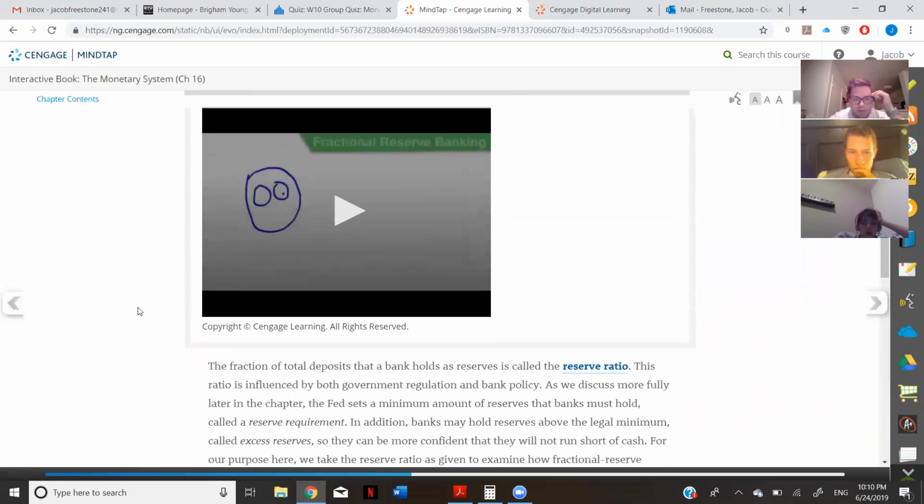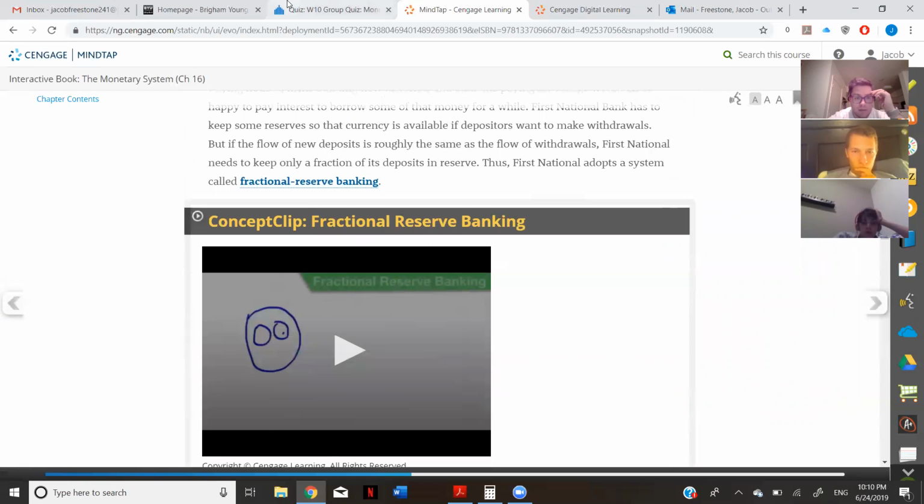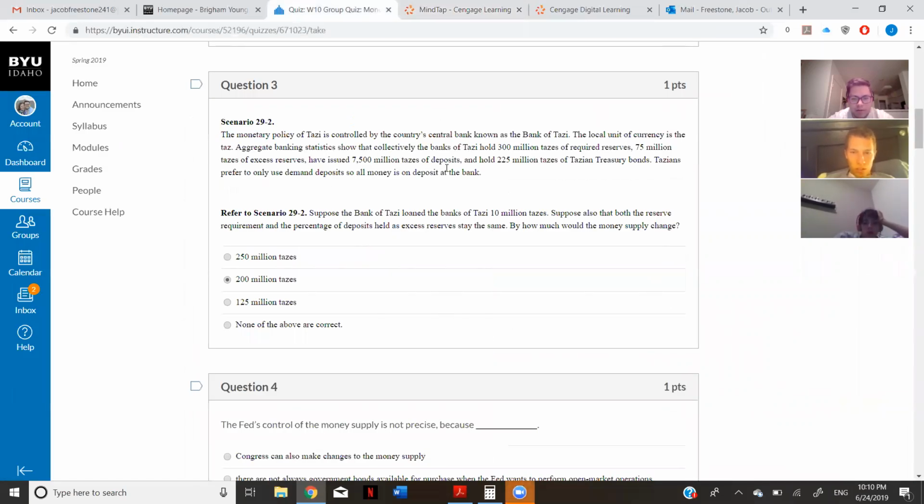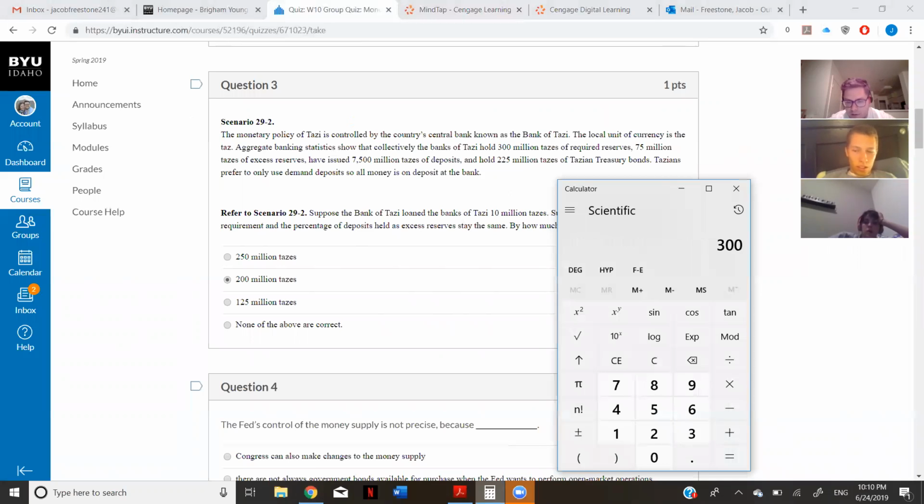Okay, so it's the fraction of the total deposits that it keeps. So for this one, if it keeps 300 million in reserves out of 7,500 million, or wait, yeah, I think 300, you're right. The required reserves is what we need to get the ratio. So you do 300 divided by 750, or 7,500, gets you 4%, or I think it's just 4. So for every $1 they have in reserves, they can loan out $4.